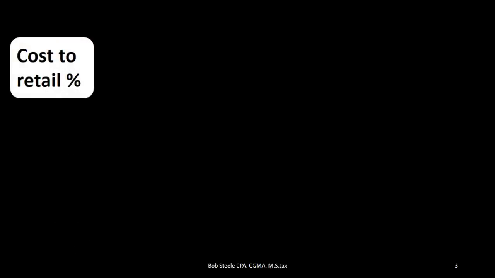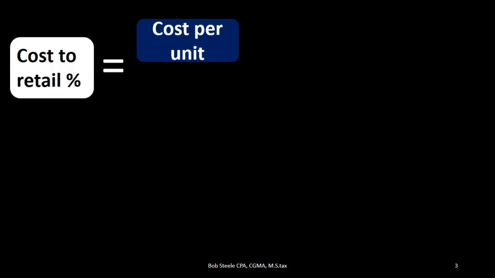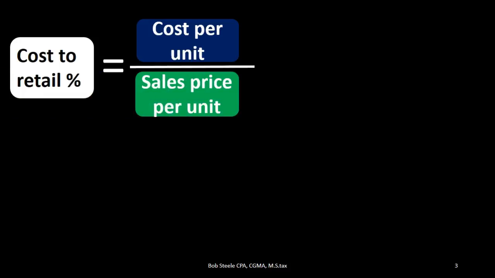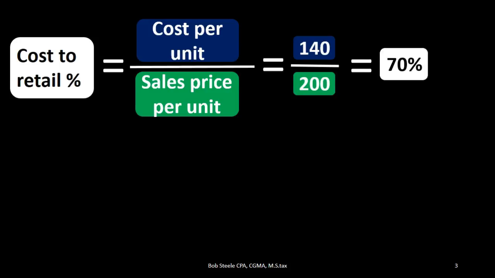First, we're going to calculate the cost to retail percentage. So we could take that by the cost per unit. This is going to be the cost per unit of the inventory that we are purchasing, then marking up and selling, dividing that by the sales price per unit. So we're comparing the cost per unit divided by the sales price per unit, giving an example of 140 cost compared to a sales price of 200. We're buying them for 140, we're selling them for 200. That means that we have a 70% cost to retail percentage.